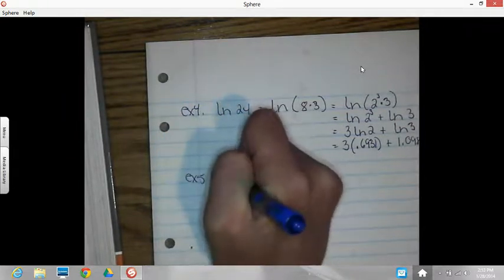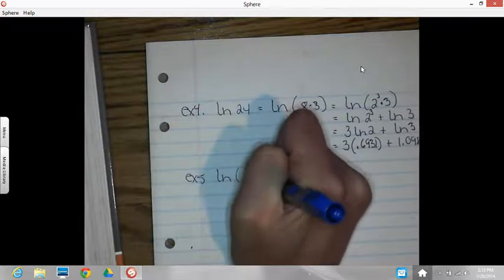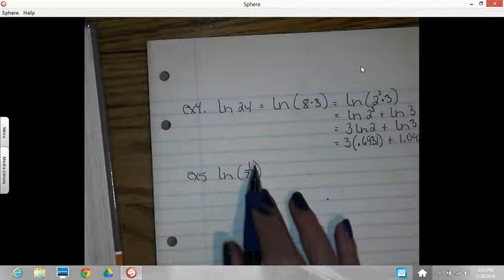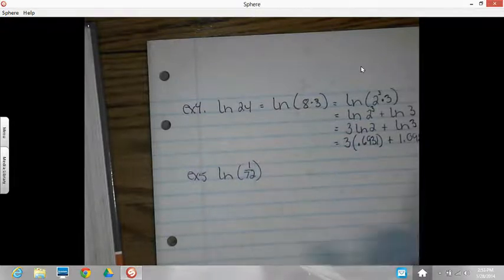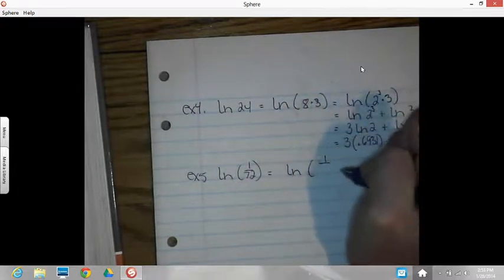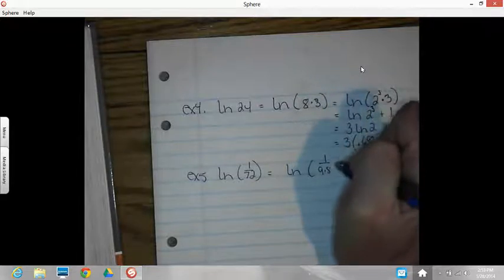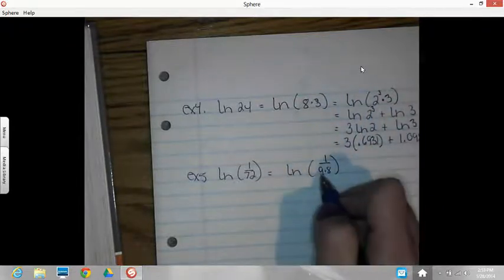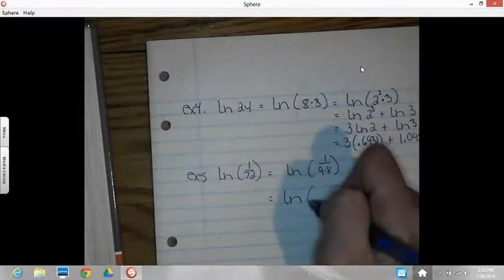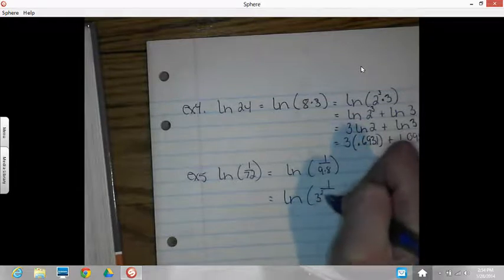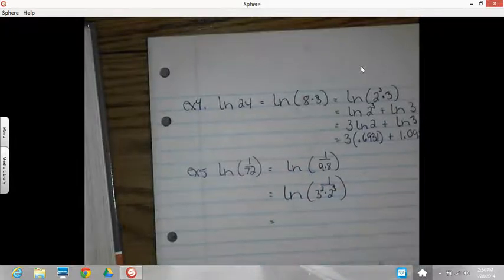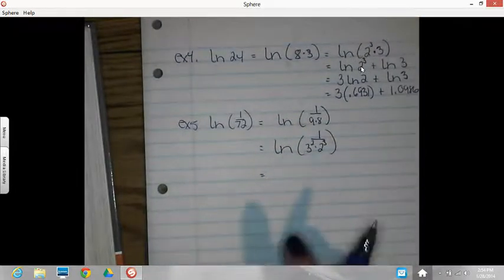The natural log of 1/72. Okay, 1 is not a problem, because I know the natural log of 1 is 0. The 72 has to get rewritten in terms of 2's and 3's. So I'm going to go with 9 times 8 is 72. 9 is 3 squared, and 8 is 2 cubed. So I've got 1 over 3 squared times 2 cubed. So now I'm going to break this apart so that I've got natural logs of 2's and 3's that I can substitute those values in for.